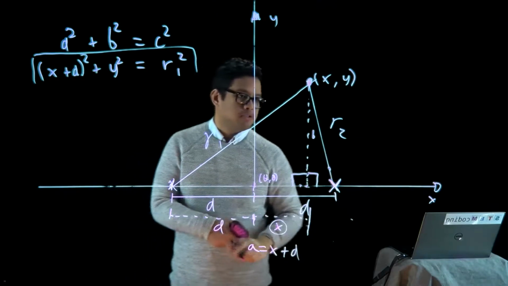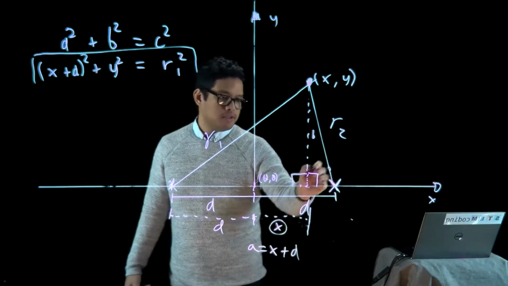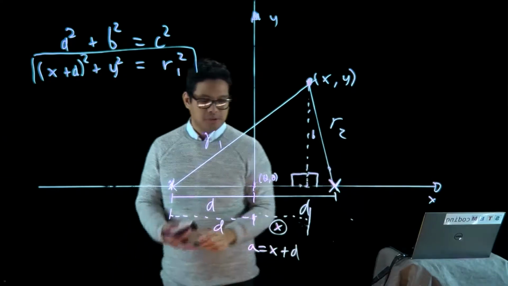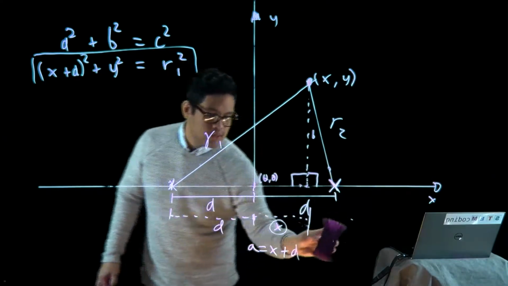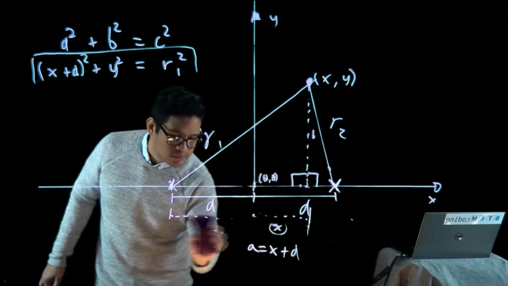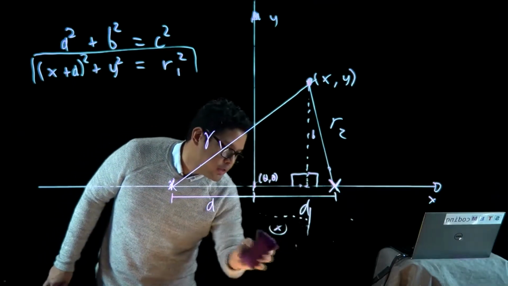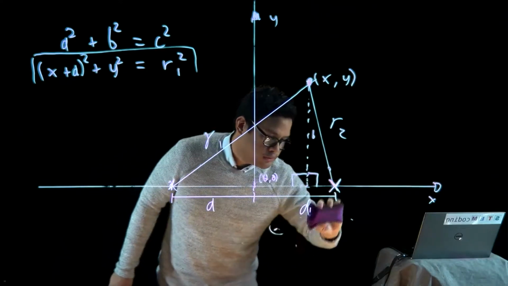Now, we also want to find out what R2 is. And actually, this is also a right triangle. So we can use very similar logic to figure out what R2 is. Okay, let's erase this so it's cleaned up a little bit, and then we can look at R2. So let me do that really quick.